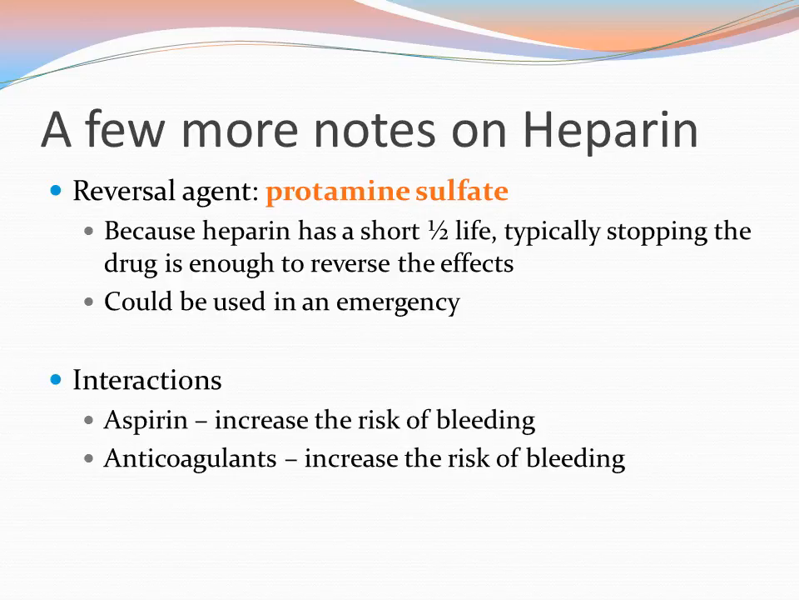So know that there's only a few anticoagulants for which reversal agents exist, and heparin's one of them, and that reversal agent is protamine sulfate. Now that I've lectured you about that, I'm going to turn around and say that typically we don't give this because heparin has such a short half-life.